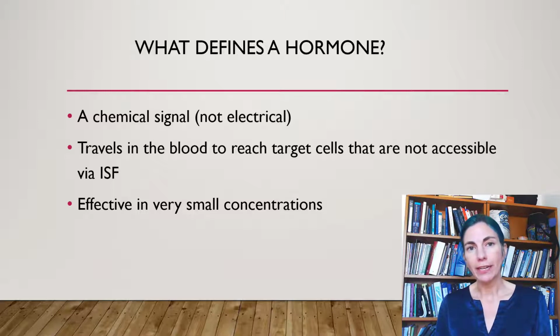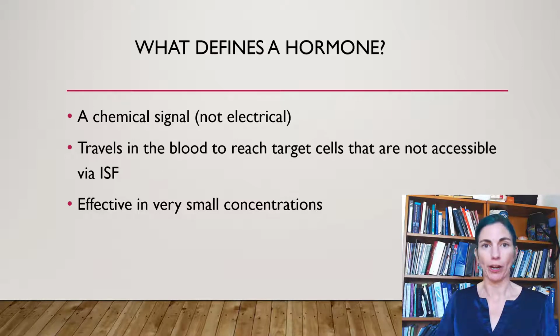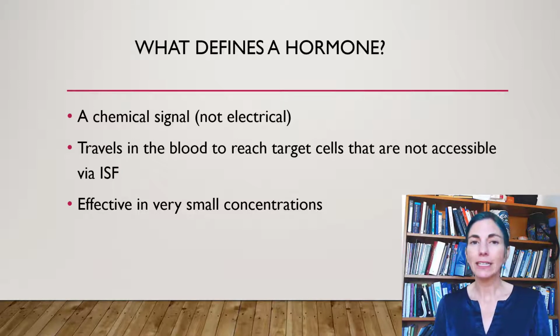And its target needs to be farther away from the point of secretion, such that it requires the blood to travel to said target. There might be more than one target, but at least it's going to need the blood to travel to a target farther away. And it's effective in really small concentrations. In fact, when you assay or measure the hormone levels in the blood, it's not uncommon to find measurements in picograms per milliliter or nanograms per milliliter. So those are really, really, really small concentrations.